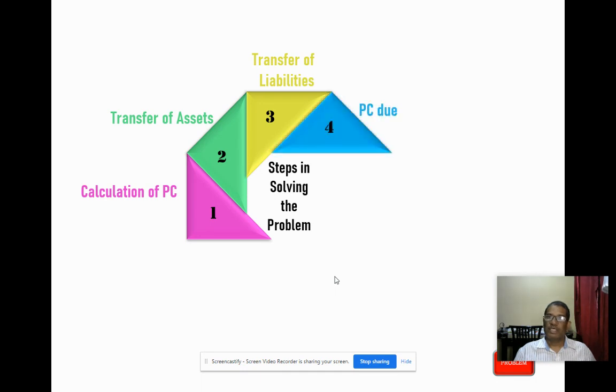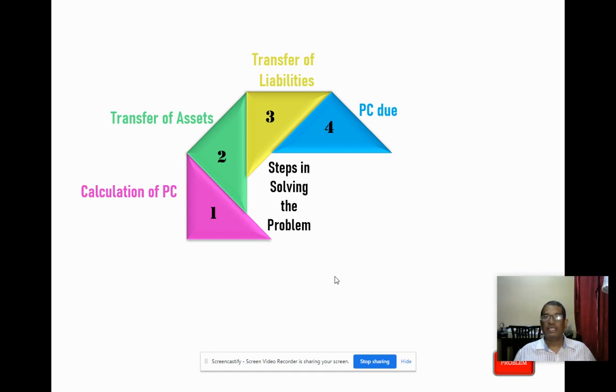Step number 4 is purchase consideration due. We are passing all these entries in the books of the selling company or the vendor company. The vendor company has to receive the purchase consideration from the purchasing company. It is not yet received. So purchasing company is our debtor, and the amount of purchase consideration that we are going to receive is our income. So the journal entry is purchasing company account debit to realization.